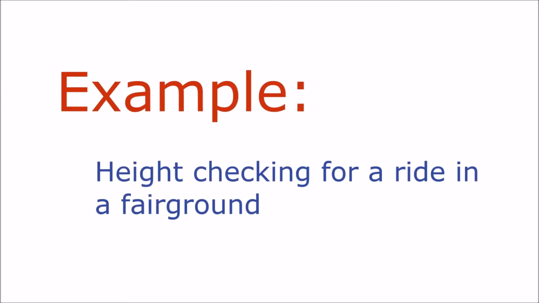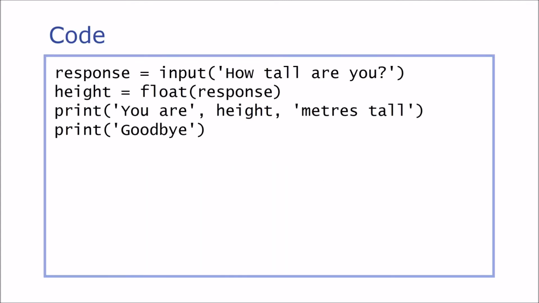As an example, let's imagine a simple program to run a kiosk at a fairground ride, which checks if you are tall enough to use the ride. Here is a starting point. We'll go through line by line.